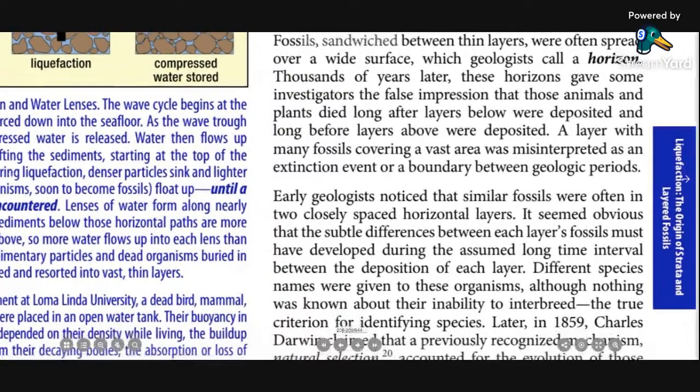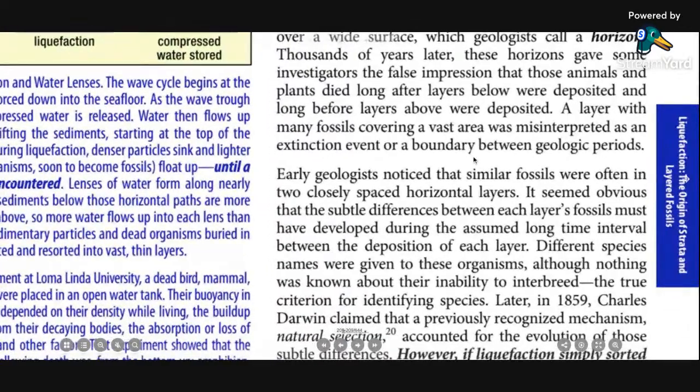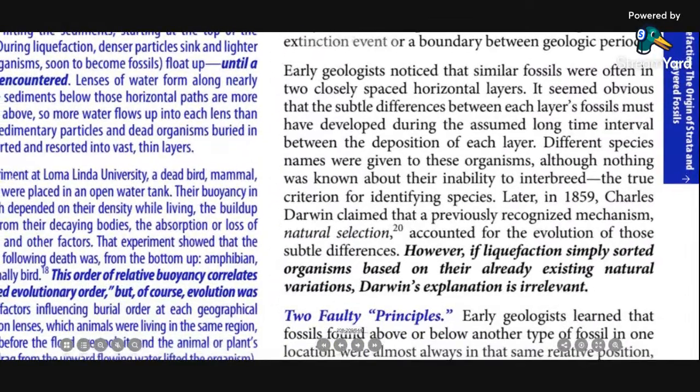A layer with many fossils covering a vast area was misinterpreted as an extinction event or a boundary between geological periods. Early geologists noticed that similar fossils were often in two closely spaced horizontal layers. It seemed obvious that the subtle differences between each layer's fossils must have developed during the assumed long time interval between the deposition of each layer.